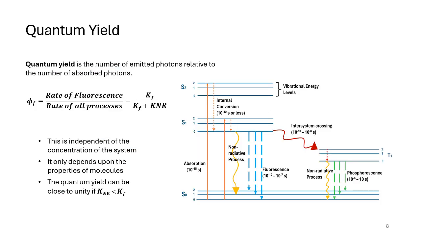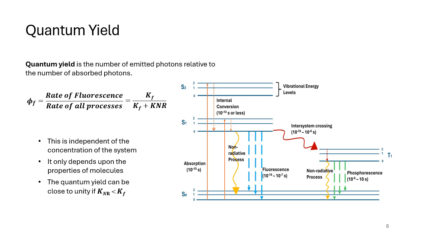Now there are some important properties of fluorescence. These are the quantum yield, fluorescence lifetime, and quenching. So quantum yield is the ratio of the number of emitted photons to the number of absorbed photons, or we can also say the ratio of the rate of fluorescence to the rate of all the processes.